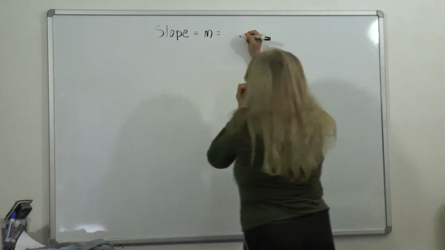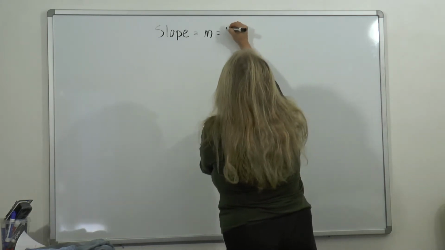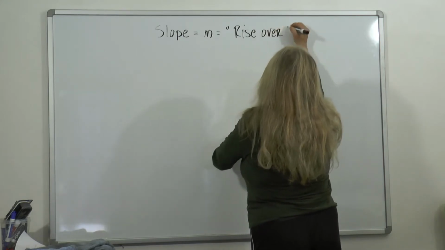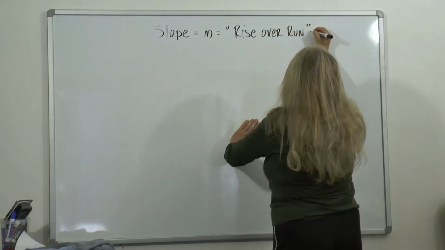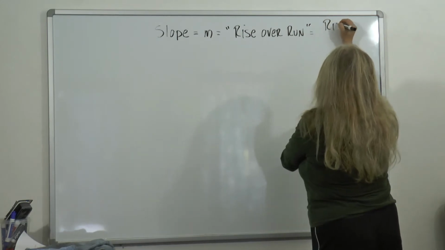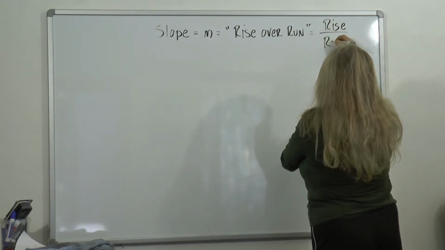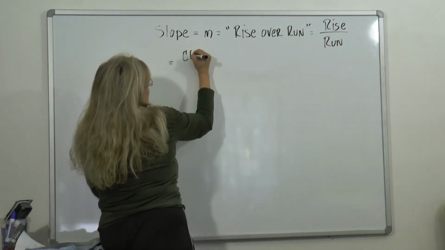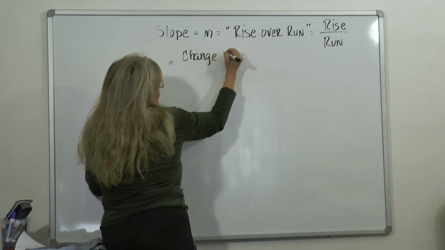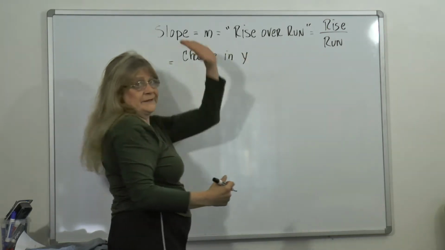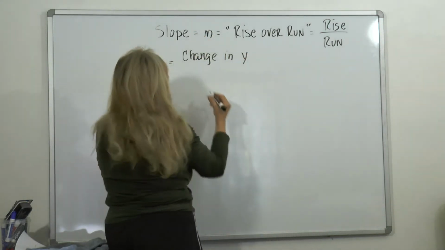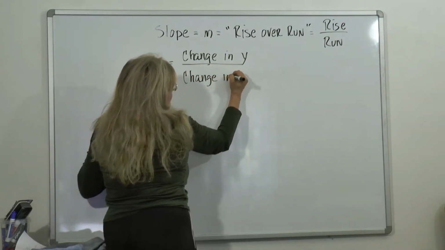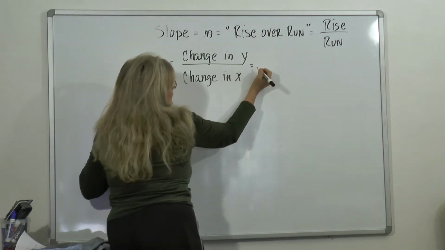Okay, and for us it's rise over run, which literally means the rise over the run, okay, which is the change in y, the up and down, the rise on the Cartesian coordinate system, divided by the change in x. Okay.